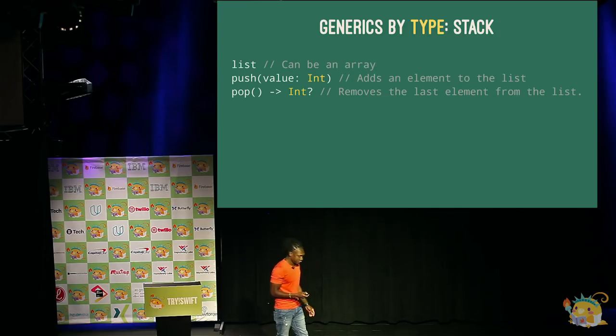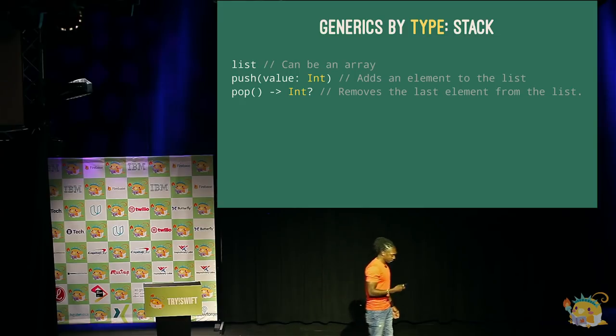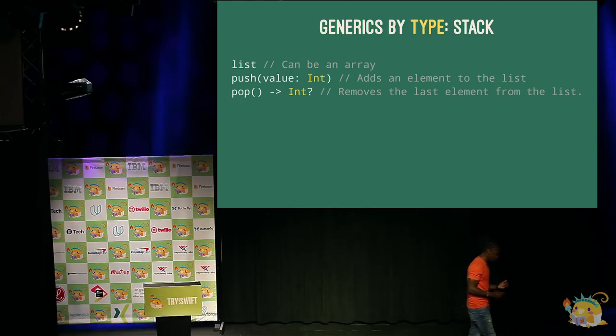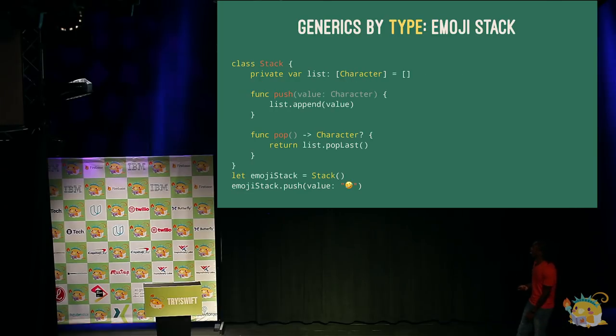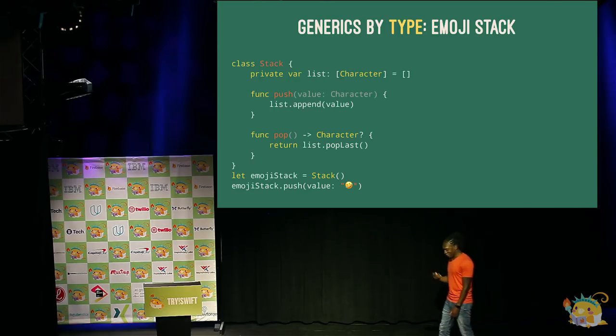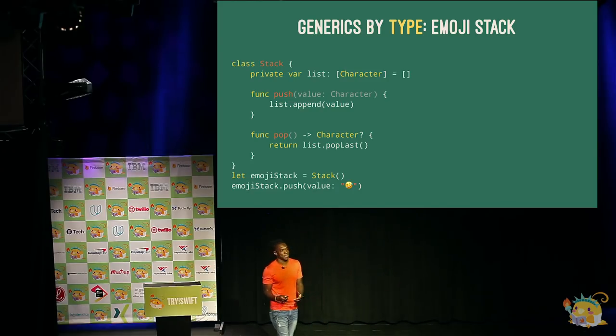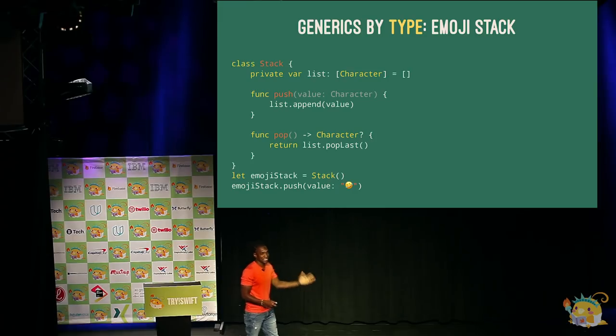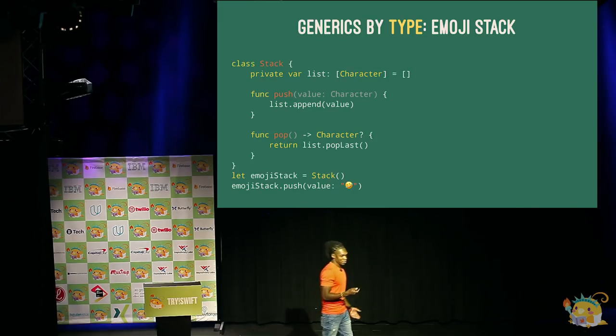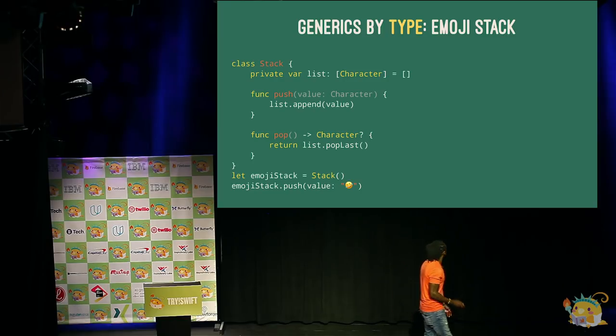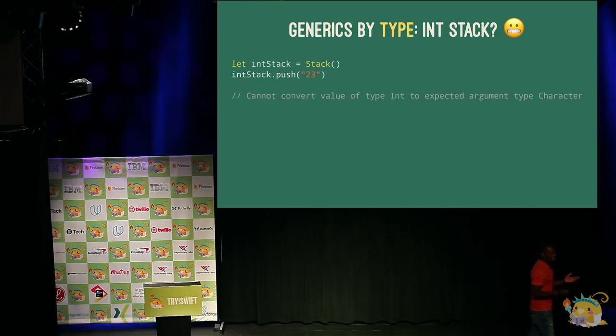A stack is a common data structure that can be backed by a list and have two important operations: push, that adds an element to the end of the list, and pop, that returns the last element that was added. Say you wanted to create a stack of emojis, you may write something like this. You start with an empty list, and you add your push and your pop function. Then you just instantiate the stack and push your emoji onto it. And then say you need a stack of ints. You just instantiate the stack and try to push an int onto it.